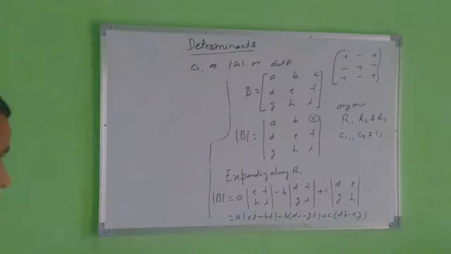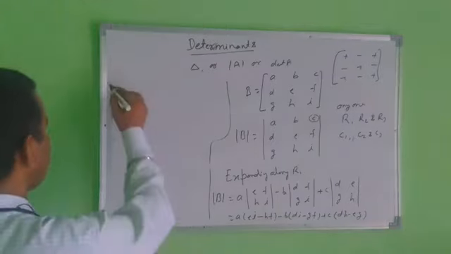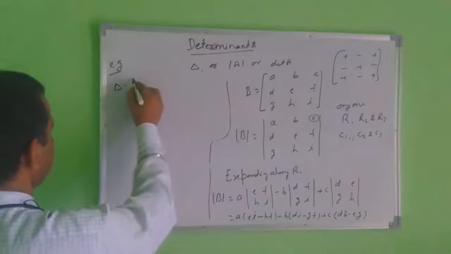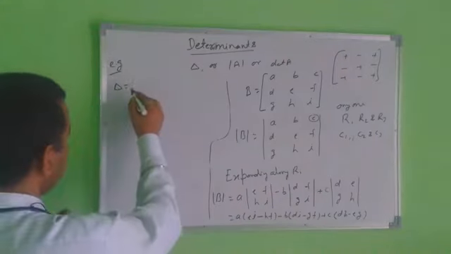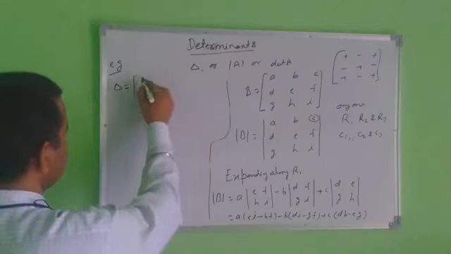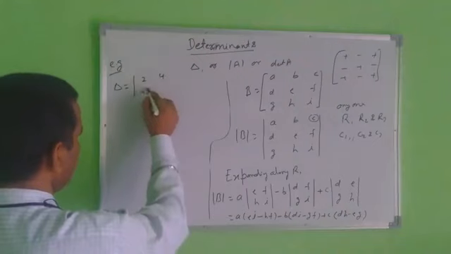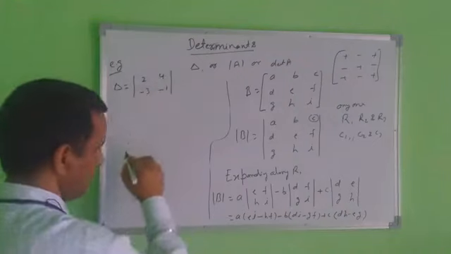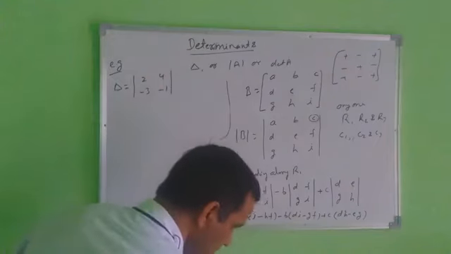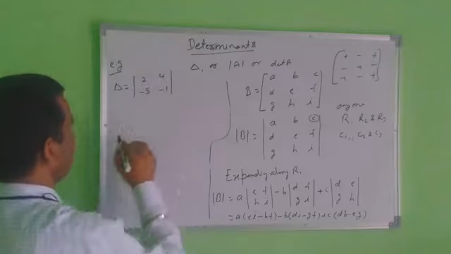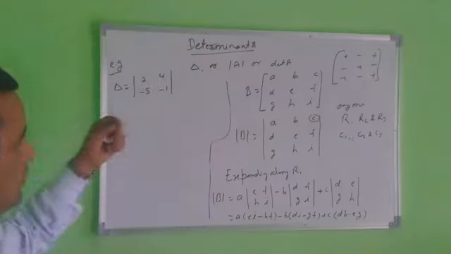Yes, student, I will take a simple example for you of how to find the determinant value of a 2 by 2 matrix. Suppose this determinant is given: 2, 4, minus 3, and minus 5. How do we find the determinant value of this?